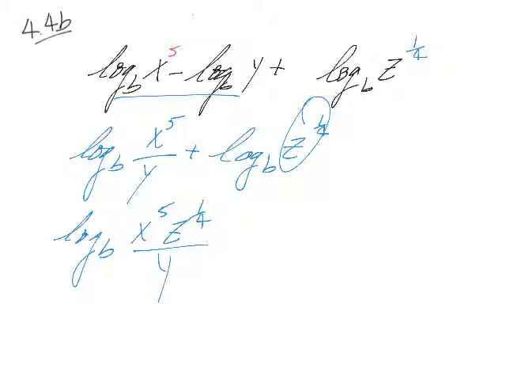Now the only other thing you can do is, instead of writing z to the 1/4, you could write the 4th root of z if you wanted to. I mean, that's up to you on how you leave your answer. So that's example 7. Now example 8 is a little different.